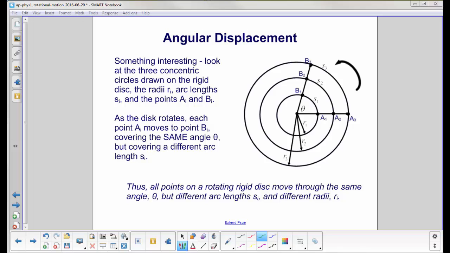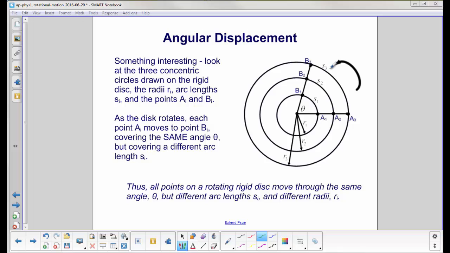There's something very unique about angular displacement. Let's look at this picture over here. We already showed you earlier, let's just look at the outside, there was a bug here at point A. Now we're going to call it point A sub 3. It moved over to B3, or the object rotated that way. Either the bug's crawling there or the whole object's rotating.